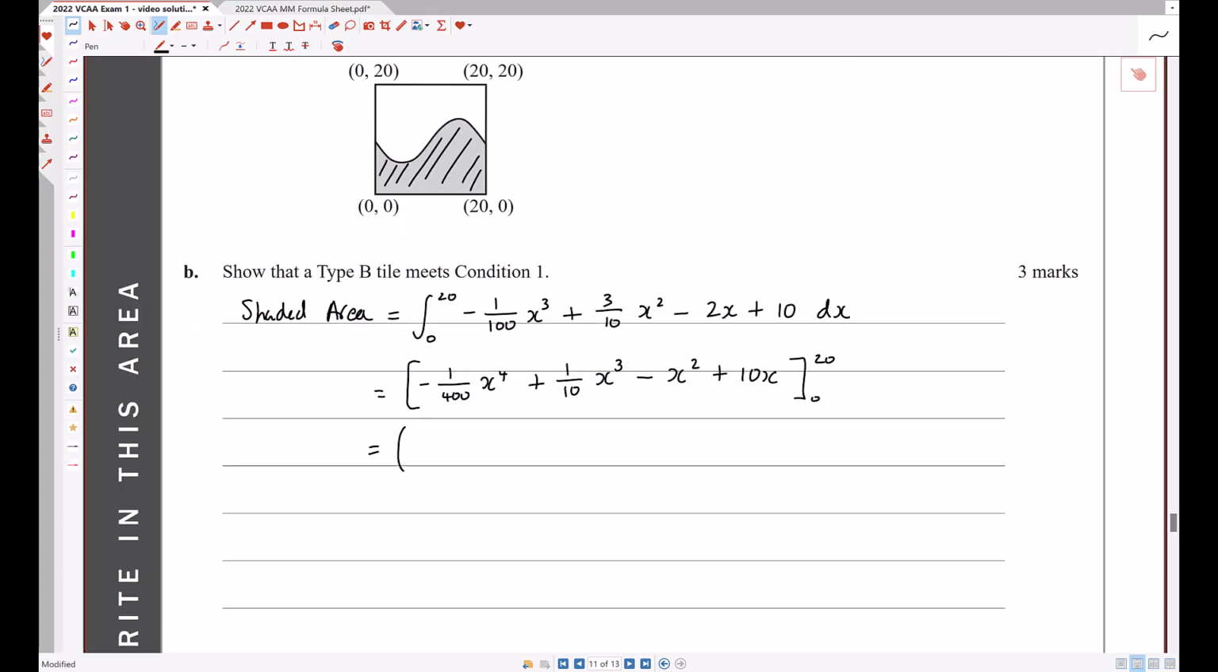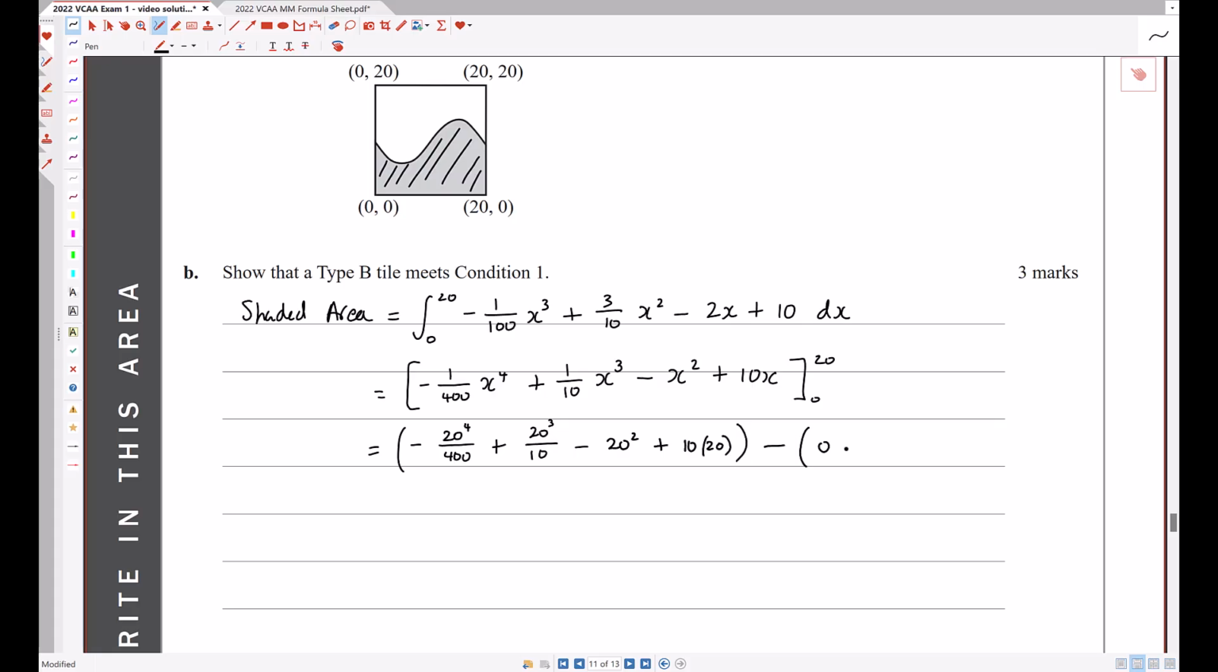Okay, so that means we're going to have negative 20 to the power of 4 on 400 plus 20 cubed on 10, minus 20 squared plus 10 times 20. And when we substitute 0 into that, we're going to get 0, 0, 0, 0.